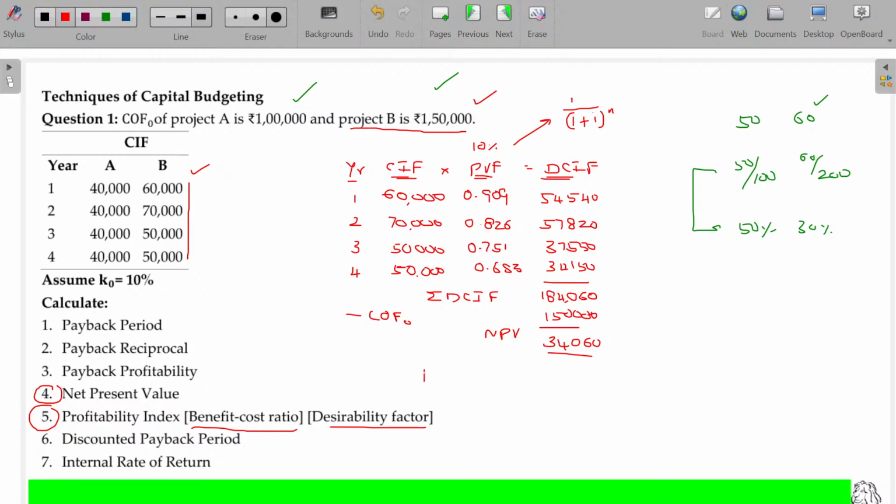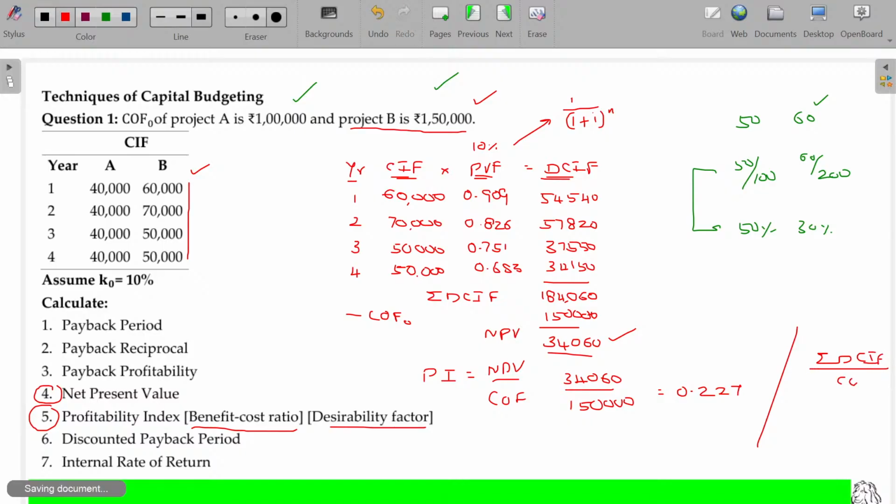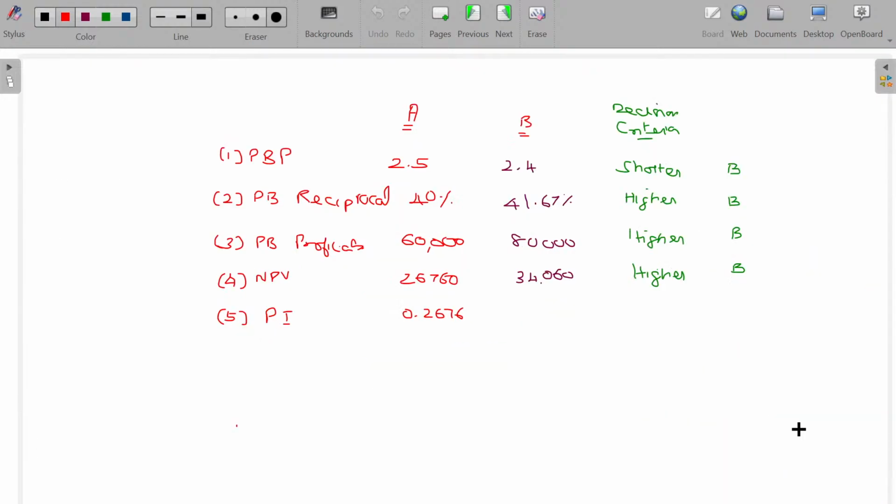The same way, PI is equal to NPV divided by cash outflow. So NPV being 34,060 divided by cash outflow, in this case 1,50,000. Then what's the ultimate value here? 0.227. The other way, summation of discounted cash inflow divided by cash outflow. Naturally, you will get 1 excess. 1.227. The difference between these two models is one number extra. So 0.227.